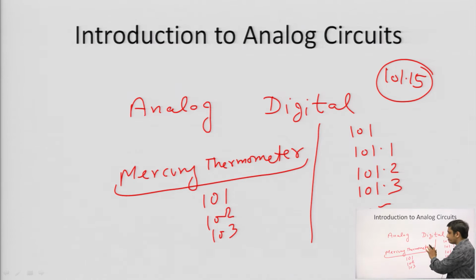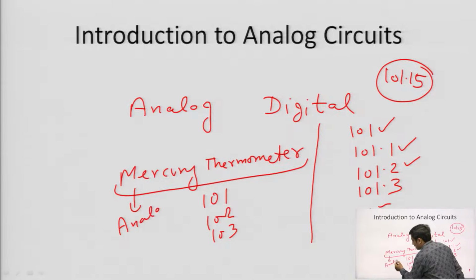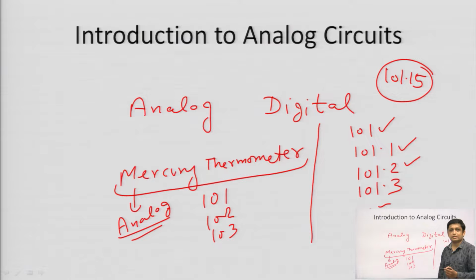But with the help of a mercury thermometer, we can measure 101.15, 101.25, but yes, of course, we need more focus and concentration to read that. With the digital thermometer, the values are discrete. It will give you the value of 101 or 101.1, 101.2, but not in between 101.1 and 101.2. So, this mercury thermometer is your analog thermometer, and this is your digital thermometer. This is one example which I have given, and we use this thermometer in our daily life.